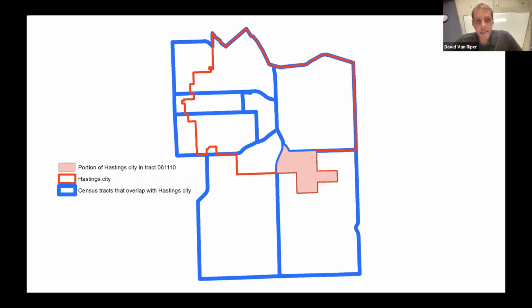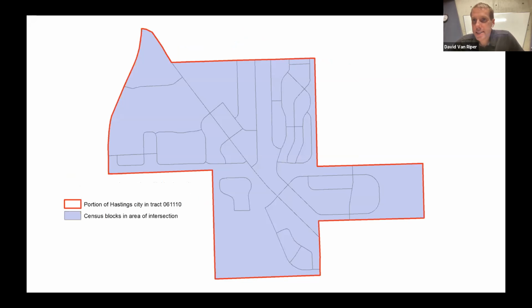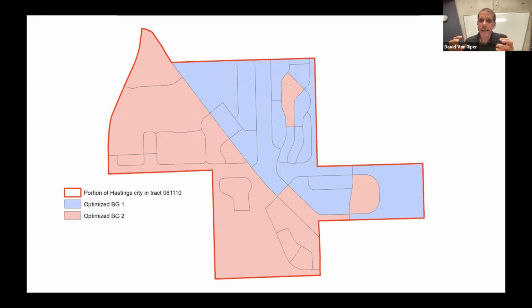What they did is they intersected the cities with the census tracts, and they made up these new entities, and I've highlighted in pink here the portion of Hastings City in this particular census tract. They then took the census blocks that fall within these areas of intersection, and they constructed optimized block groups by essentially aggregating together the blocks that fall within these areas of intersection. And they used these optimized block groups in their algorithm.